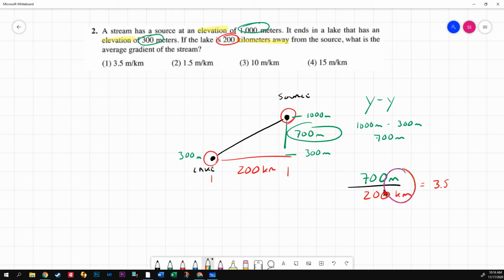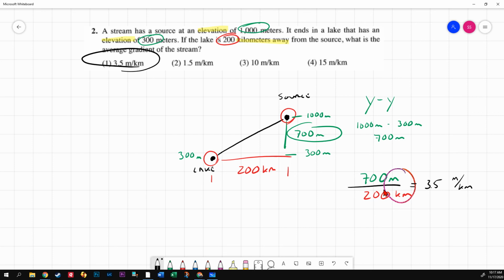Whatever the numerator label is divided by whatever the denominator label is. So I'm still going to have a label of meters per kilometer. And just to make everything color coordinated, I'm just going to clean that up a little bit. That's it. So now what I'm looking for is 3.5 meters per kilometer. So my answer is going to be option 1.